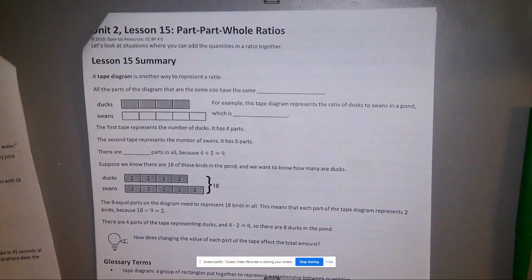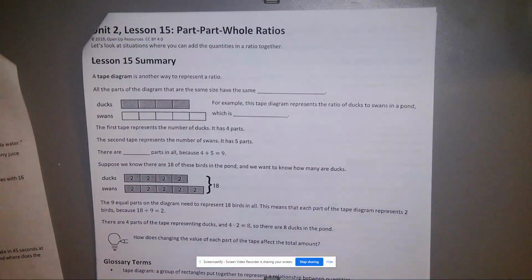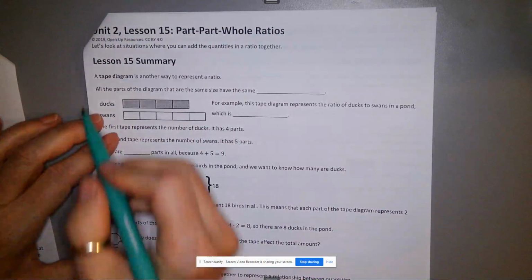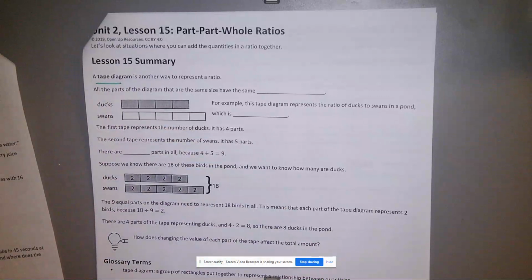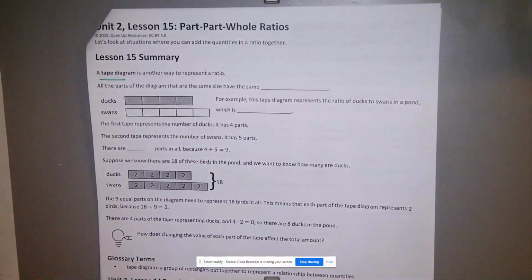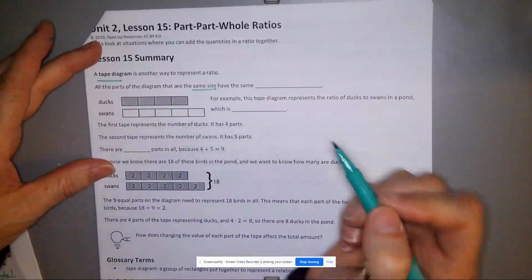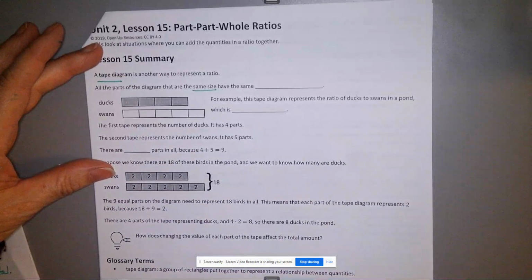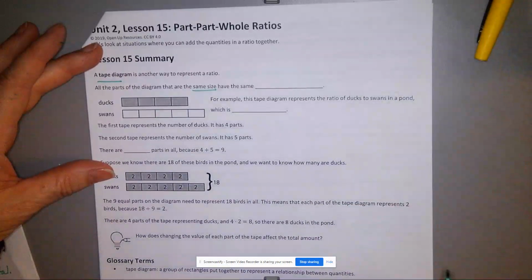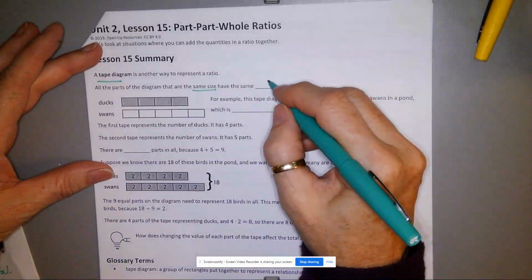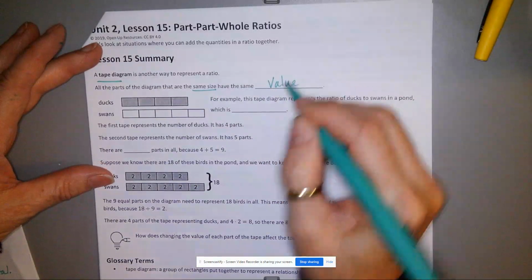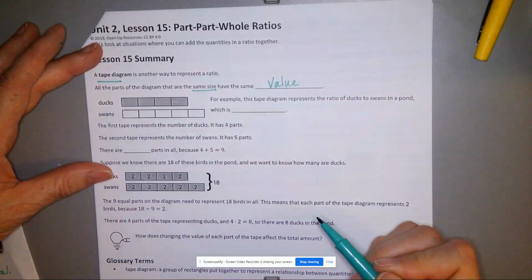All right, lesson 15. We start another type of diagram. This is called the tape diagram. All of the parts of the tape diagram are the same size, so be careful when you're drawing. You want to try to make them the same size and think of them as being the same size, and they have the same value. That means each box is worth the same amount.